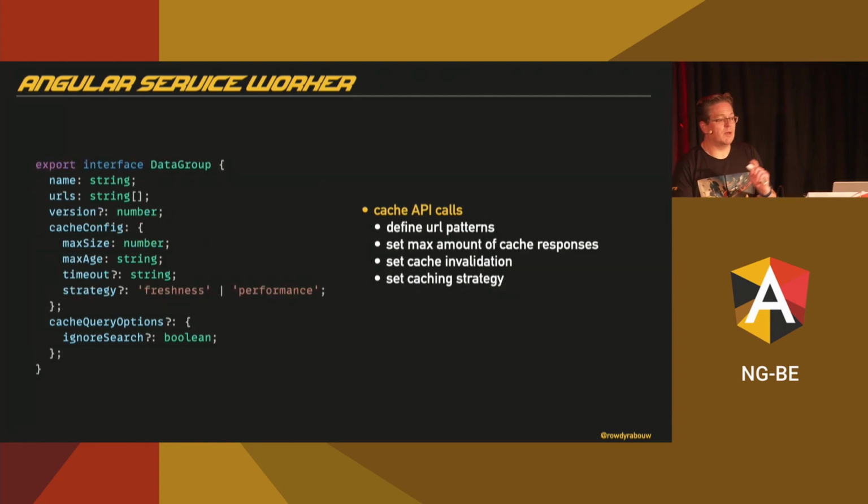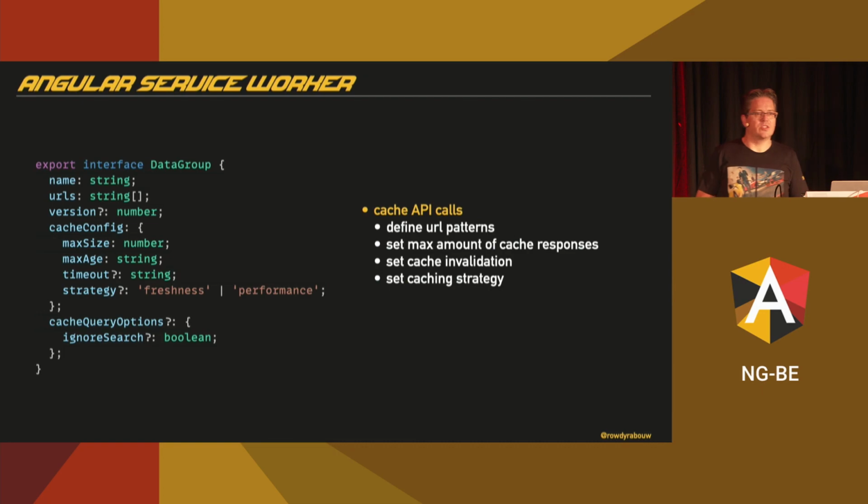Another interesting thing that I'm not using here is the data group. The data group you will use for API calls. So if you get a bunch of JSON back with, I don't know, to-do lists or users or avatars or whatever, you use the data group for this. And you can define absolute URLs again, but also patterns. And the nice thing is you can also set a max amount of cached responses that will be saved to the browser cache, because you don't want to bloat the whole storage of the user in the browser.